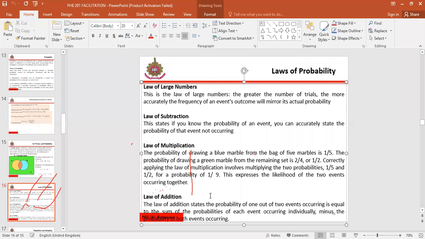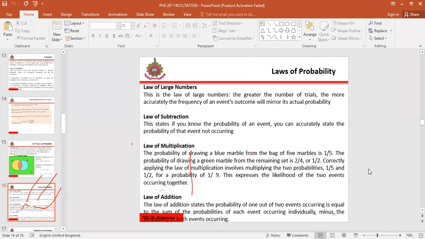Then the law of addition says that the probability of one of two events occurring is equal to the sum of the probabilities of each event occurring individually, minus the probability that both events will occur.